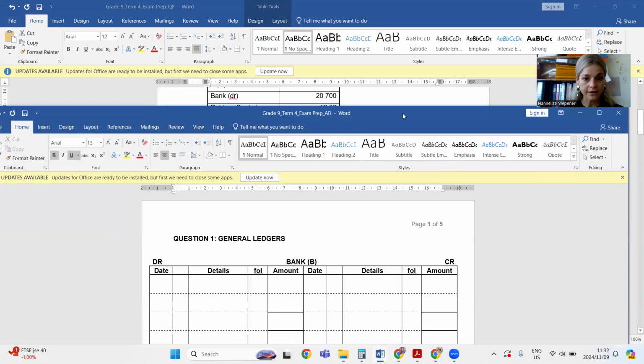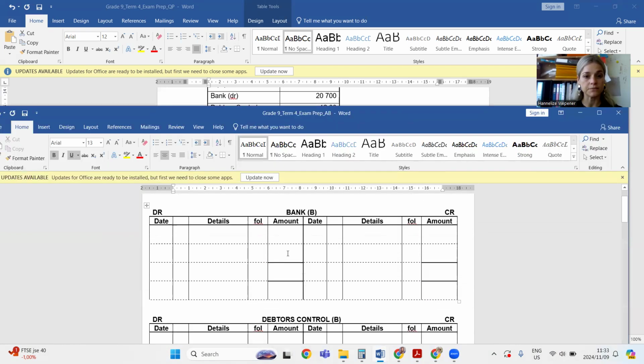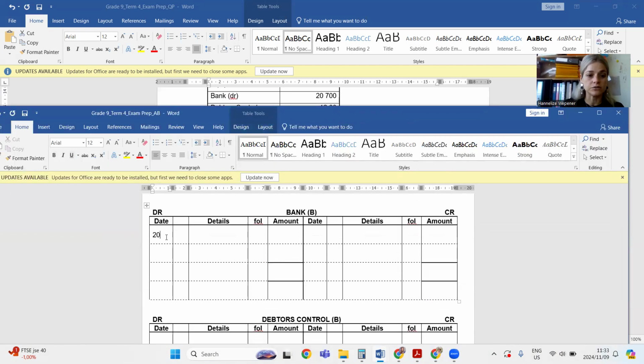Then next up is bank. We have to do bank, so we're going to go to the bank account. I'm going to say this is 2024, December the 1st. We have a balance brought down from the previous month. So opening balances brought down, 20,700. Then we move on.